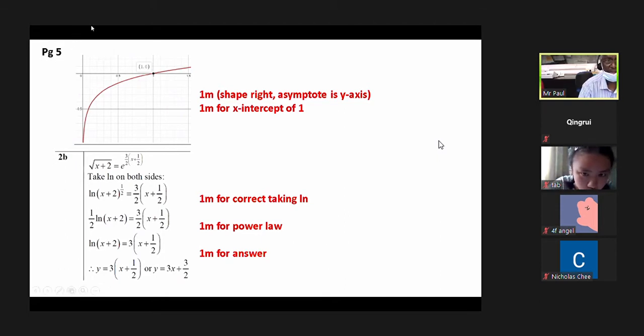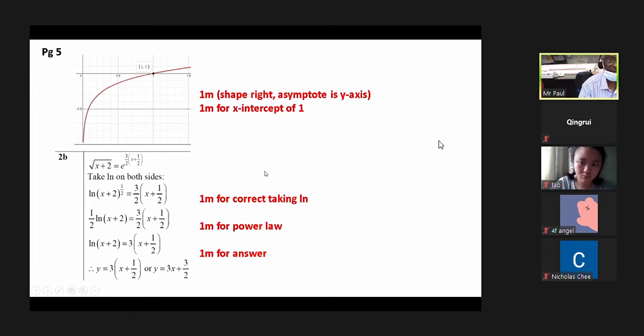But 1 mark is given for the x-intercept. A few of you did not write the x-intercept. You can check your graph. If you write the x-intercept, you will get 1 mark. Even if your graph is wrong, if you write your x-intercept, you get 1 mark.